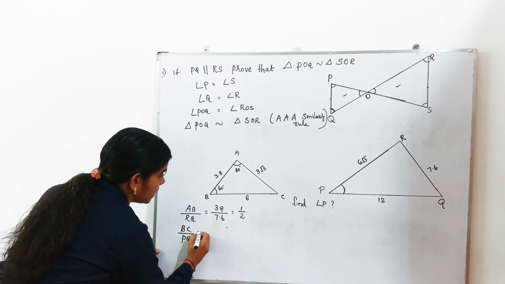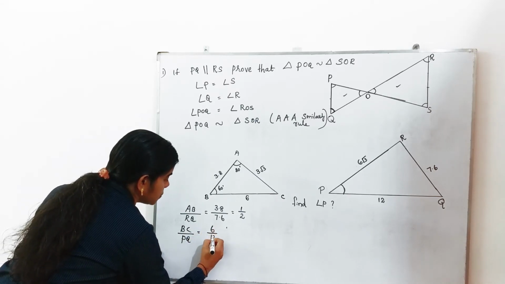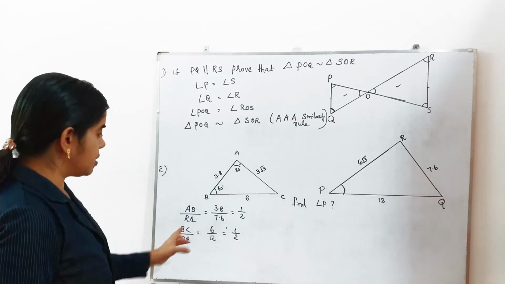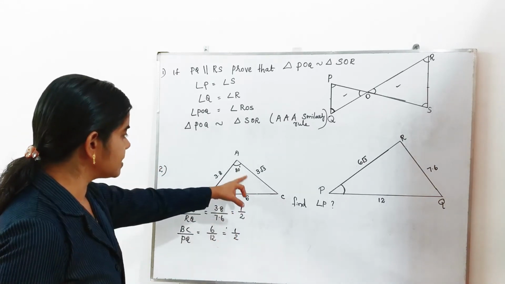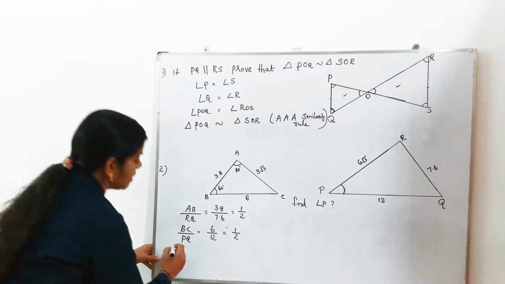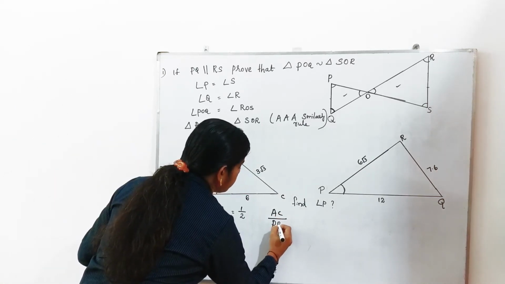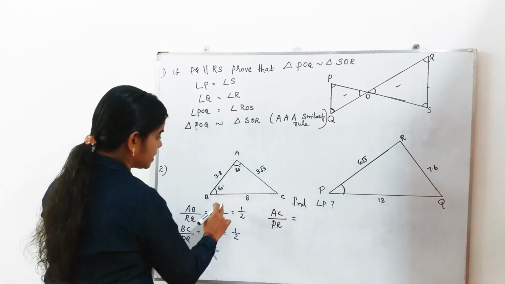BC by PQ is equal to 6 by 12. That is equal to 1 by 2. Next, one more side is remaining. That is AC by PR. AC by PR is equal to AC how much?